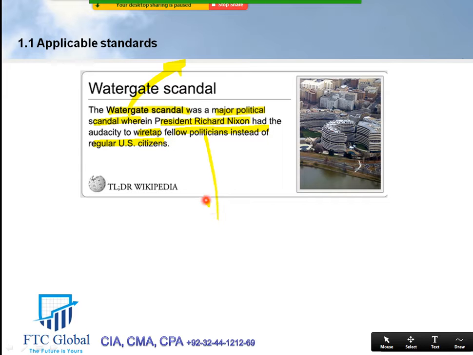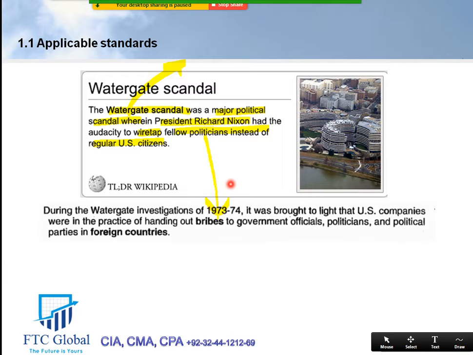Those recordings of the calls revealed something terrible. It transpired that many US companies were in the practice of handing out bribes to government officials, politicians, and political parties in foreign countries. The government officials were involved in giving and taking money, and the big corporations were involved in giving bribes to government officials within the US and to officials and politicians around the world.